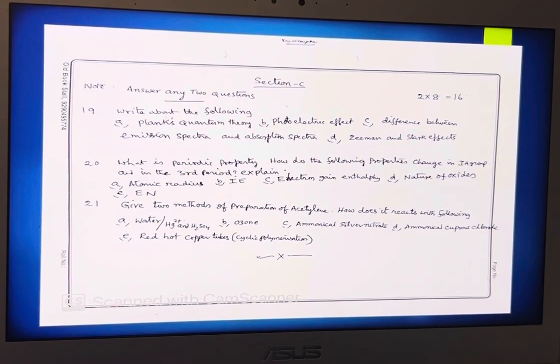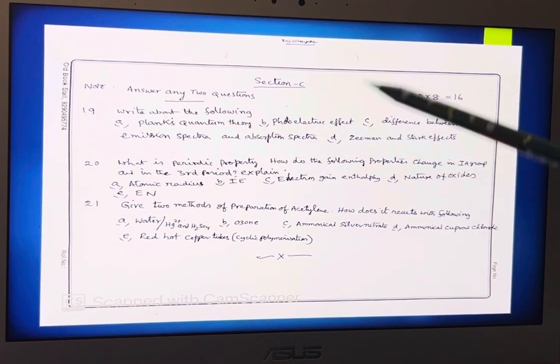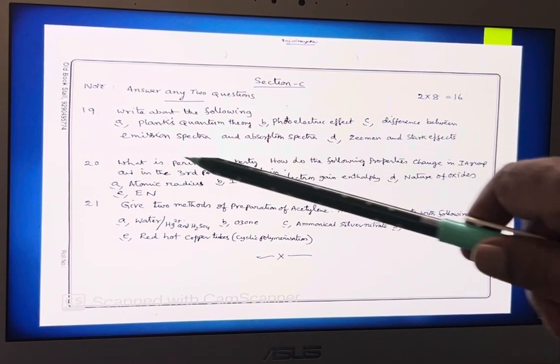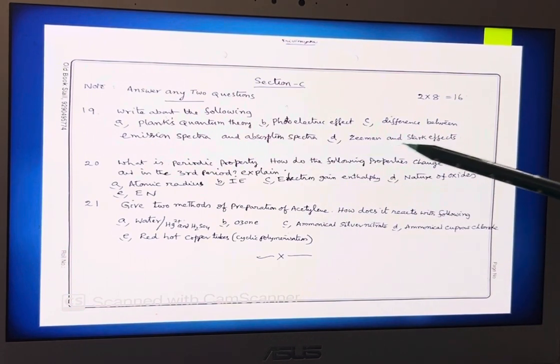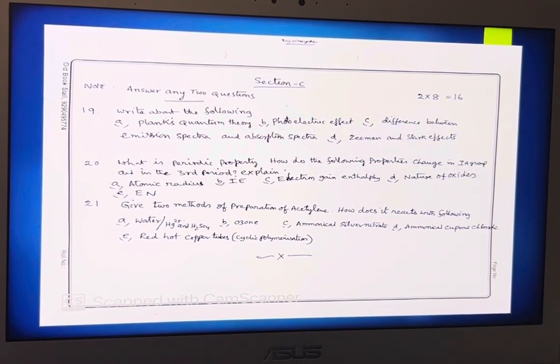Section C, answer any two questions. Each question carries 8 marks, 2 into 8 is equal to 16. Sometimes you may not get the big question. You will get 2 or 3 short questions in the form of an 8 marks question. For example, write about the following: Planck's quantum theory, photoelectric effect, differences between emission spectra and absorption spectra, and Zeeman and Stark effects. So, 4 into 2 is 8 marks. This is an 8 mark question.